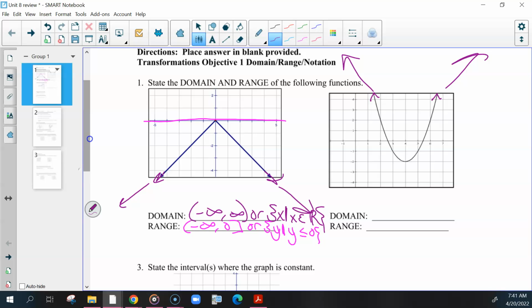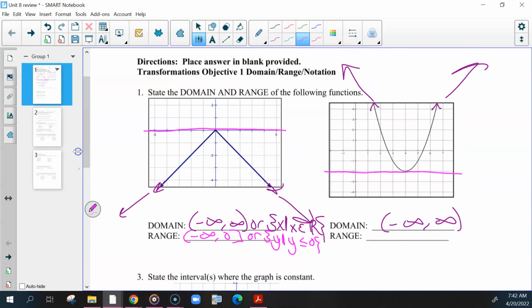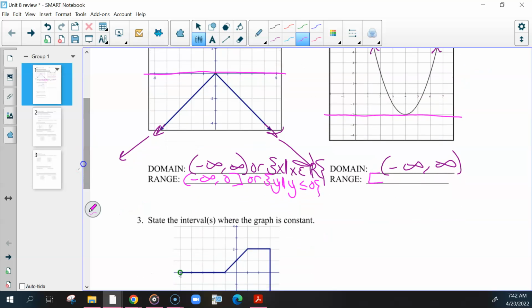So if it keeps going up and out, domain is going to be all real numbers once again. For quadratics and absolute value, that will not change. Range will change for both. For this one, it has a starting point, that floor, but it doesn't have a ceiling because it keeps going up forever. So it would start at -2 and keep going up. That would also be a bracket, because unless it shows an open circle, you can assume it's included.